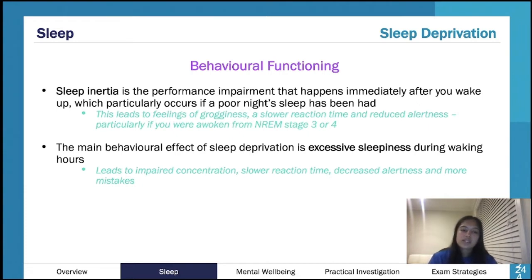So excessive sleepiness, I wouldn't write sleepiness as an effect. I would say things like slower reaction time, decreased alertness, decreased coordination, making more mistakes, stuff like that. Impaired concentration is a little bit more cognitive. I'd say behavioral is sometimes the most tricky one to make sure you're thinking of behavioral ones for. I remember my teacher saying to me that our textbook or something listed a behavioral effect as fatigue or being tired.